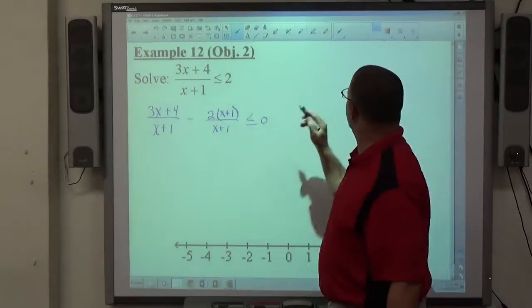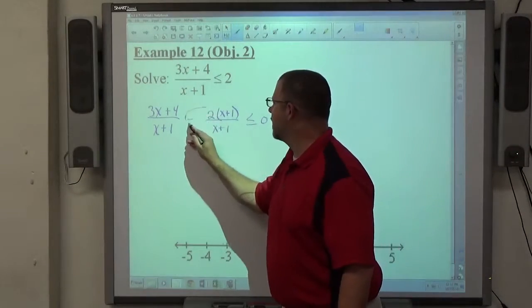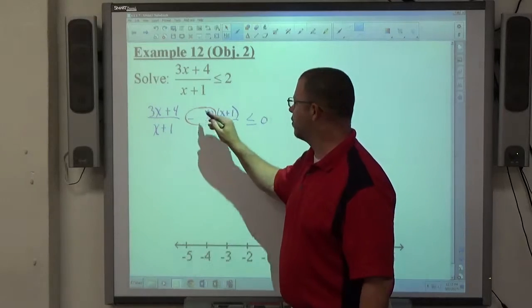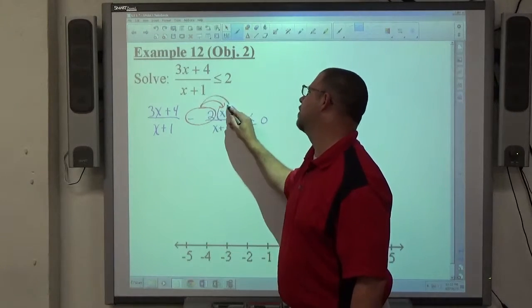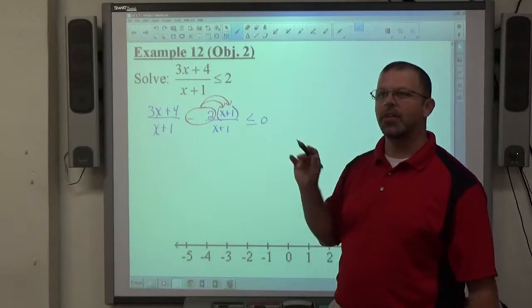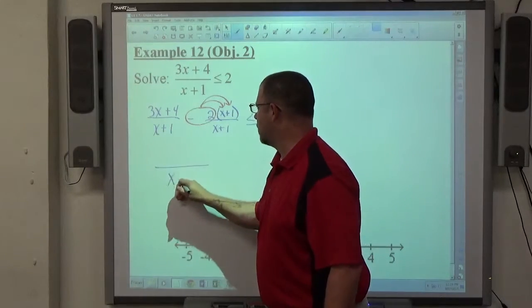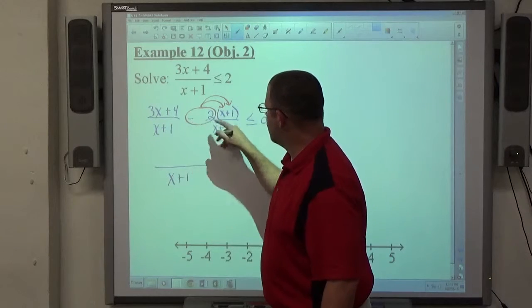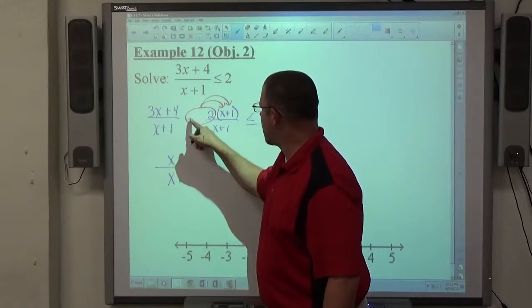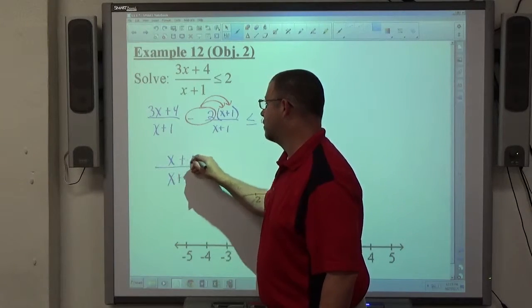Be very careful. This is a negative 2 here being distributed through, so it's negative 2 times x and negative 2 times 1. A lot of times that negative is forgotten on the second multiplication. So I have a denominator of x + 1. 3x minus 2x makes 1x. 4 minus 2 is equal to plus 2.